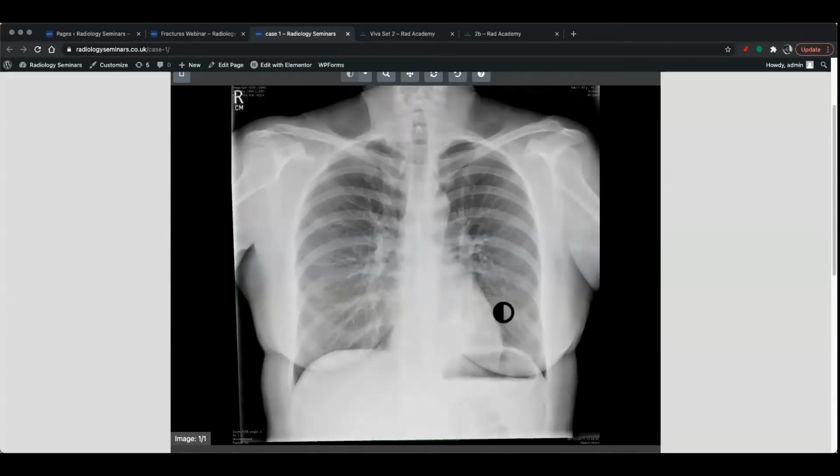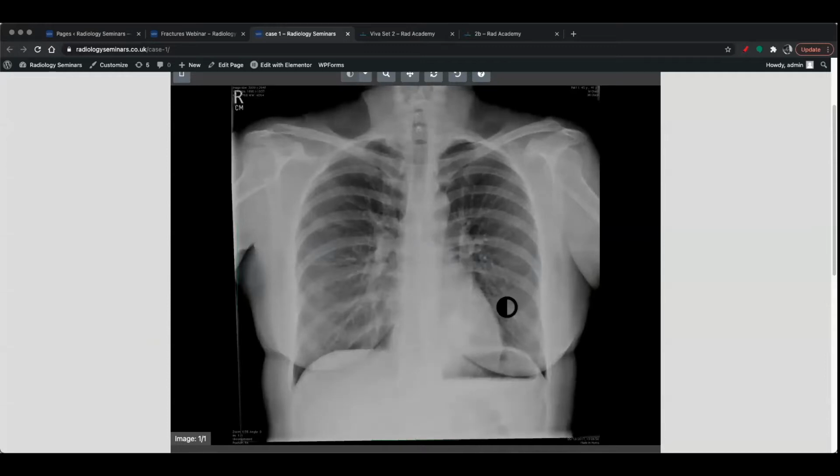But when you start to mess around with the contrast a bit, one of the other very important check areas will hopefully become apparent. And yes, someone's got it already. There is something sitting behind the heart. For those of you that haven't seen it, there is something sitting over there. So there's a retrocardiac mass, and that is something that needs to be investigated, and taken quite seriously.